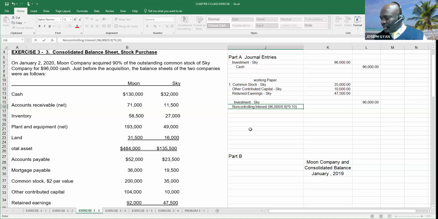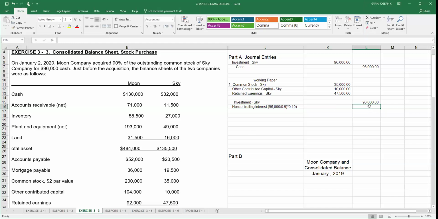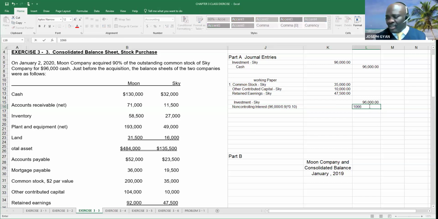Those with the calculator, how much is the non-controlling interest in this case? Divided by 0.9 times 0.10. Is it 10,000? I got 10,666.67, so let me round it to 6, 7, right? Yeah, run it to 6, 7 here.